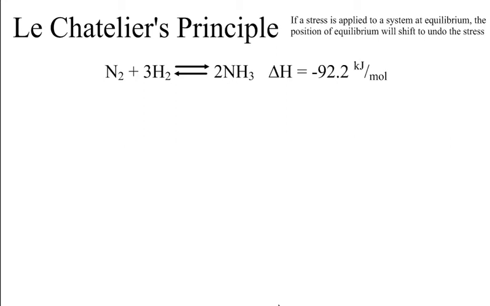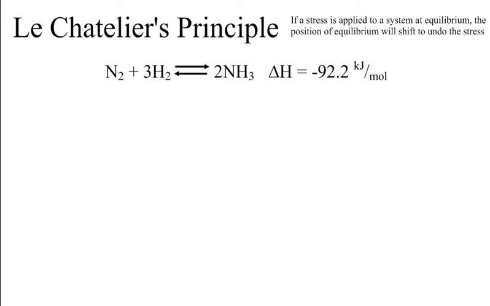If you're on a treadmill, you're at equilibrium. You are running forward at the same rate that the treadmill is going backwards. And if I, being the mean, evil person that I am, come up and turn the treadmill up, I apply a stress to your system, and you are going to have to run faster to undo that stress. In chemistry, it's the same thing. Anything that affects the forward reaction more than the reverse reaction, or the reverse more than the forward, affects the rate and is going to be a stress, and it's going to cause equilibrium to shift.